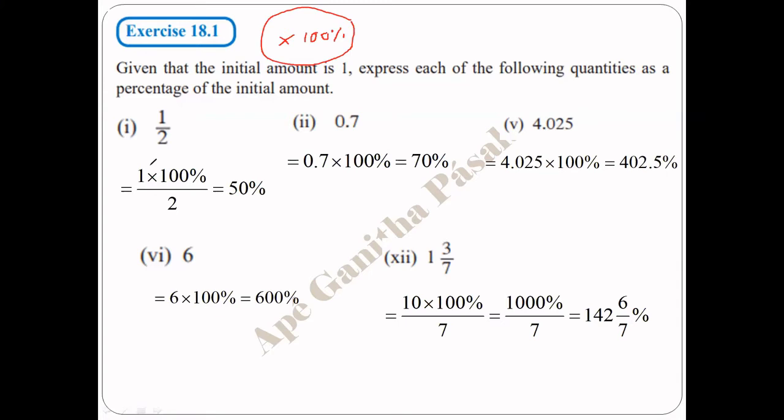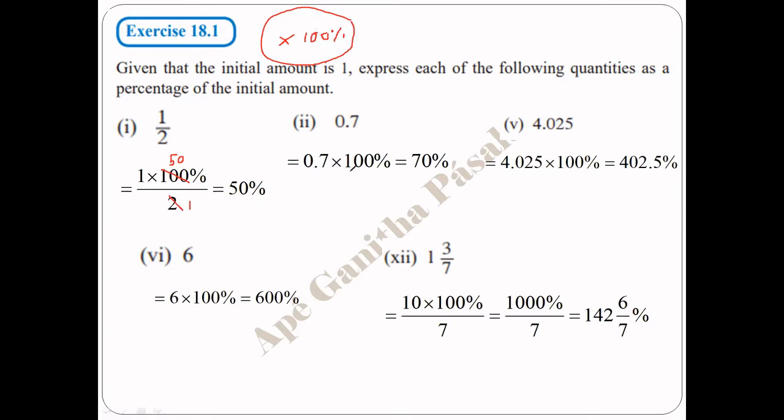Now let's see. Half. 1/2 multiplied by 100%. Then you can simplify, 2 into 1 for 100. If you divide 100 by 2, that is 50. So what is the answer? 50%. Now this is a decimal number. So for a decimal number also, you can follow the same method, multiply by 100%.